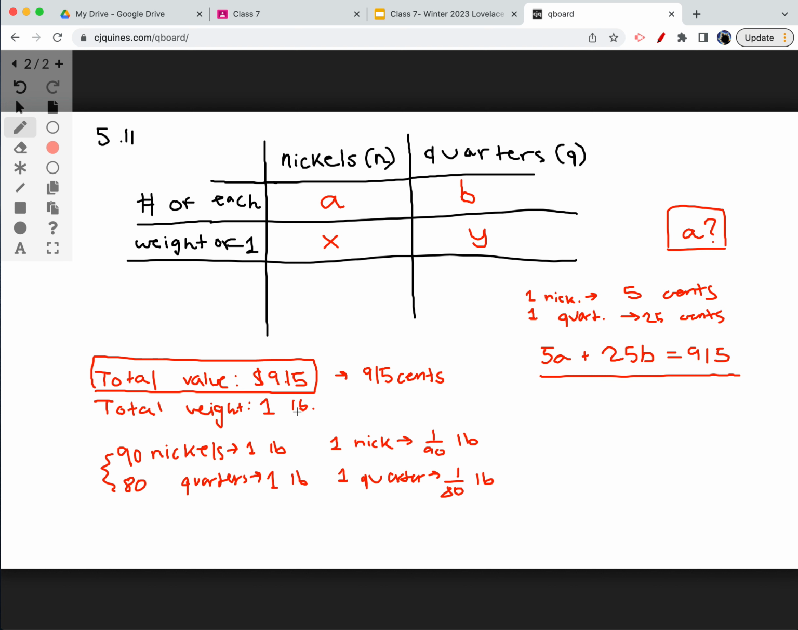So then, since we know that the total weight is 1 pound, we can do the same thing that we did for total value. So we have A nickels and B quarters, and the total weight is 1. So this is our system of equations. The first thing you should do with this is simplify so that calculations become easier. So let me move these to a different page.